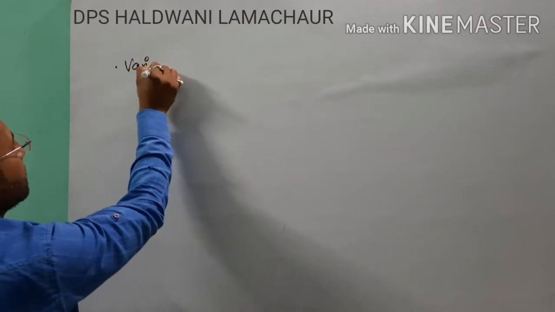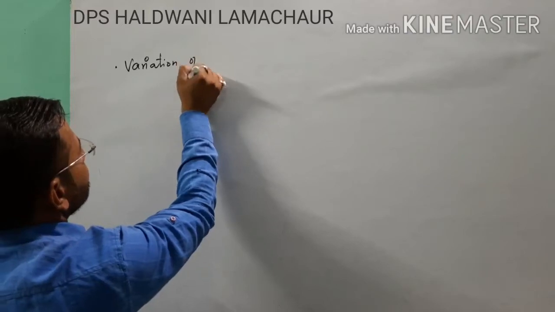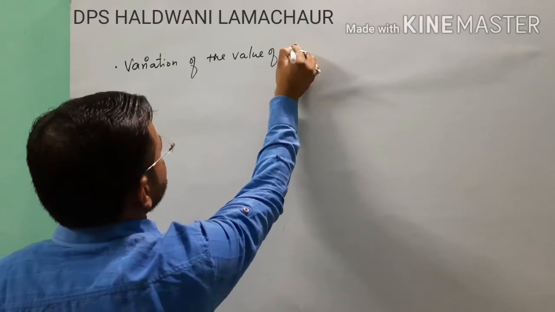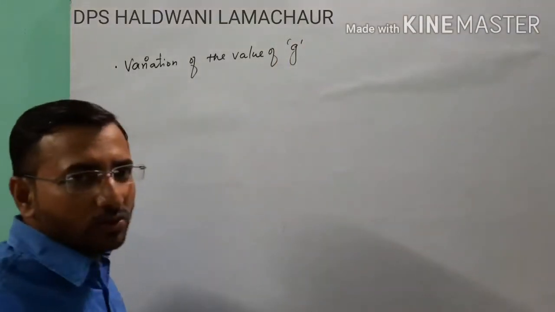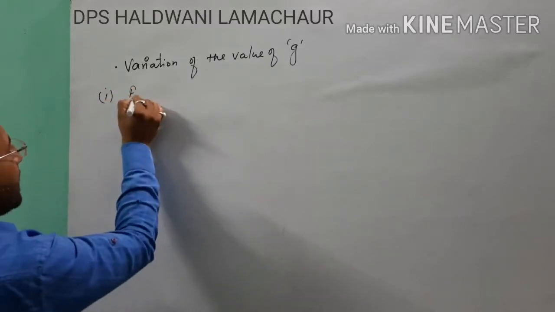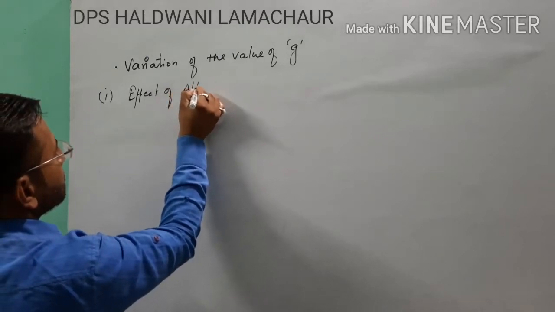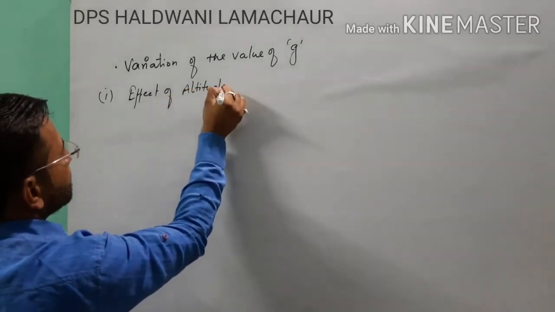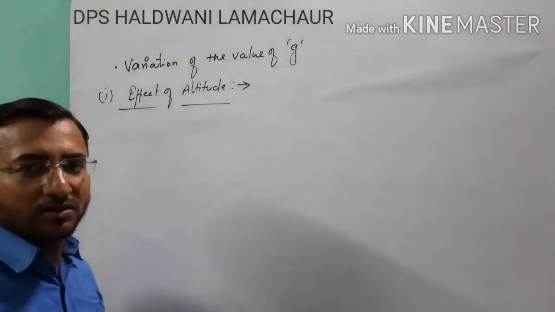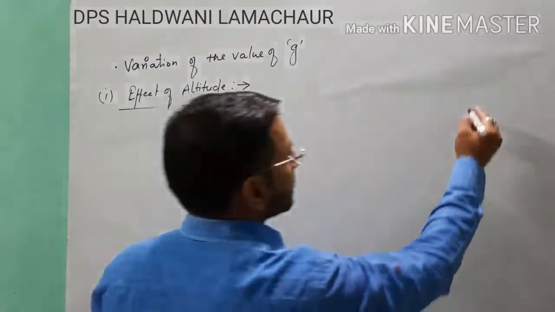So first the heading is variation of the value of small g, which is called acceleration due to gravity. The first case which I will discuss in front of you is the effect of altitude. Effect of altitude means the value of small g, acceleration due to gravity, at a certain height from the surface of earth.